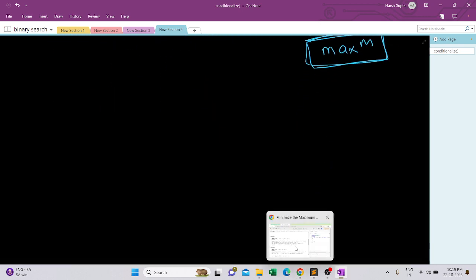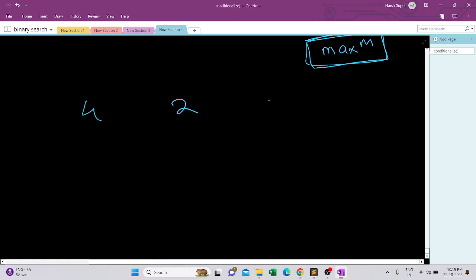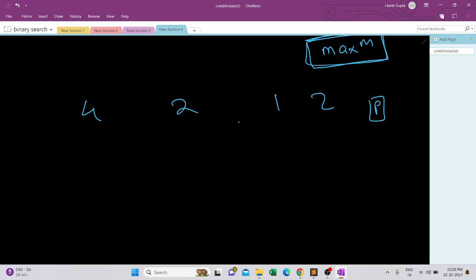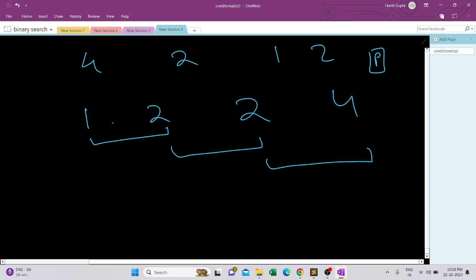For example, let's take one more example: 4 2 1 2. Okay. We have an array as 4 2 1 2 and we want to take one pair, right? So what are the differences possible? See, first of all, we will sort the array because we want the minimum difference, so we will always take adjacent ones. So if you want one pair, these pairs can be 1 2 or 2 2 or 2 4. So when you take 1 2, the difference is 1. When you take 2 2, the difference is 0. And when you take 2 4, the difference is 2.